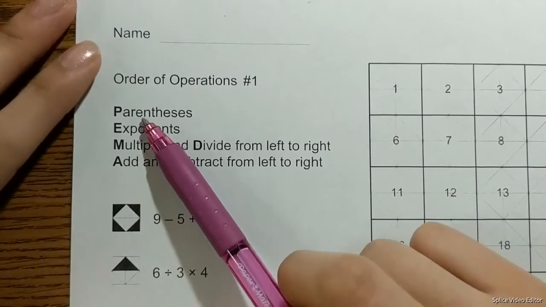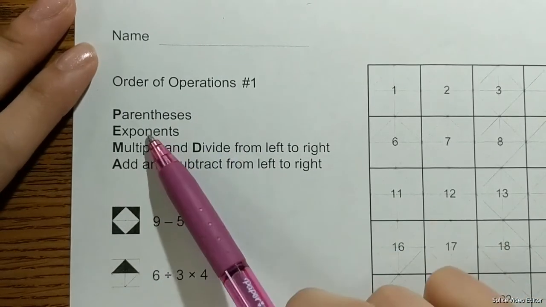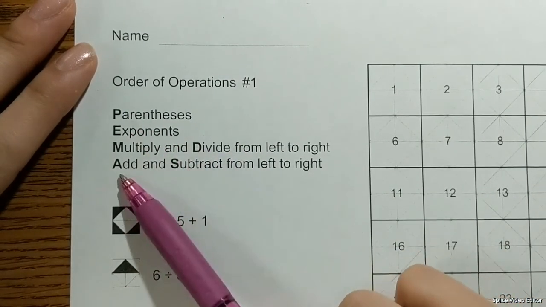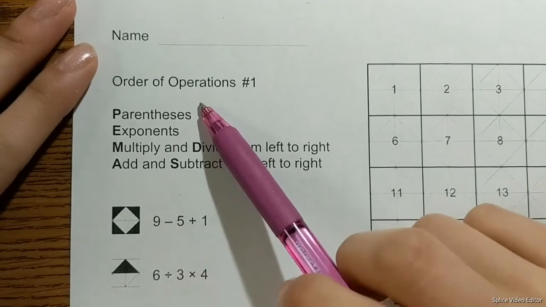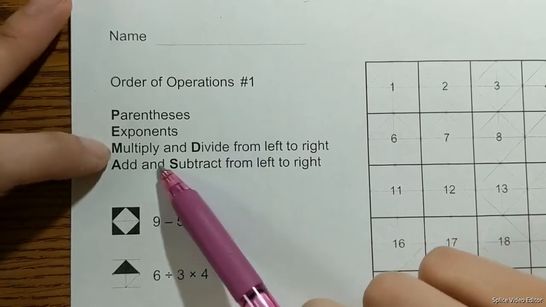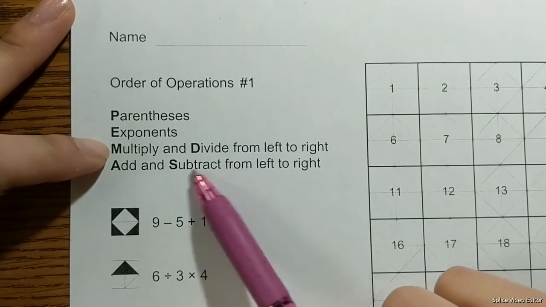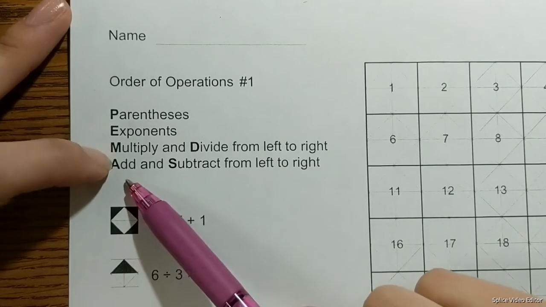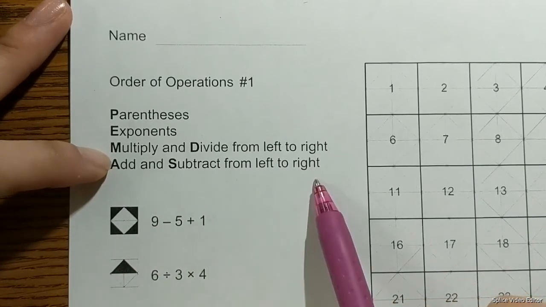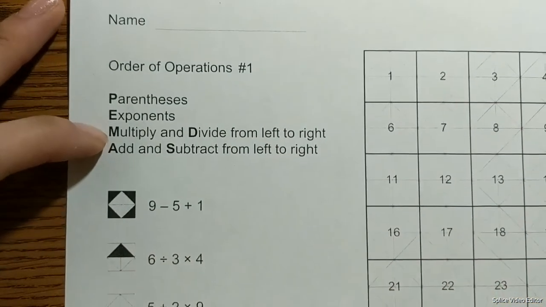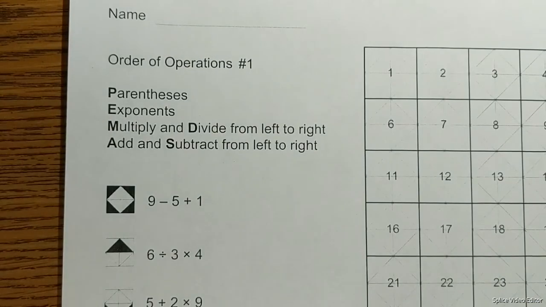an acronym that you can remember, PEMDAS, if you've ever heard of it. So you start with parentheses, then your exponents, then multiplication, division, whatever's first, left to right, then addition, subtraction, left to right. So I'll do the first three with you just as an example to show you how it's done, and then you can complete the rest of it on your own.